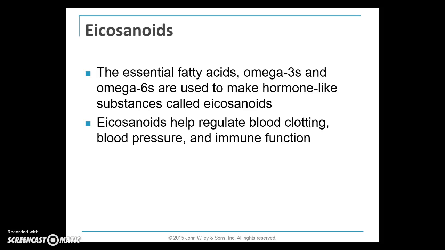Eicosanoids, had to say that a couple times. The omega-3s and the omega-6s are the essential fatty acids used to make hormone-like substances called eicosanoids. And eicosanoids help regulate blood clotting, blood pressure, and immune function, and that's why omega-3s and omega-6s are very important, besides a lot of other reasons.